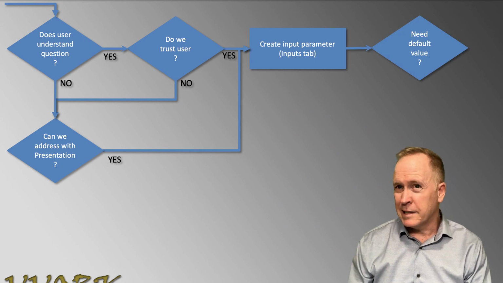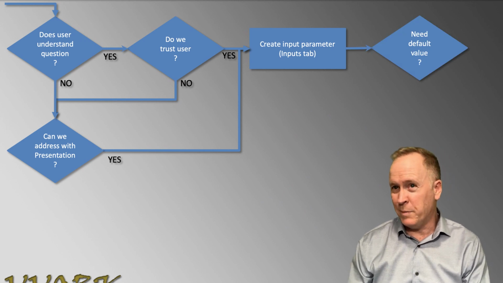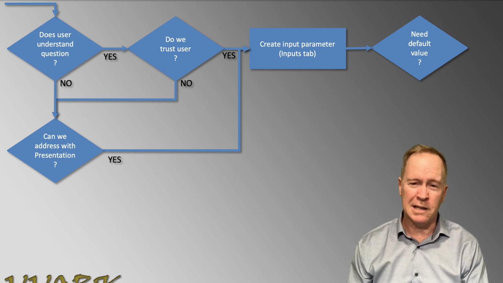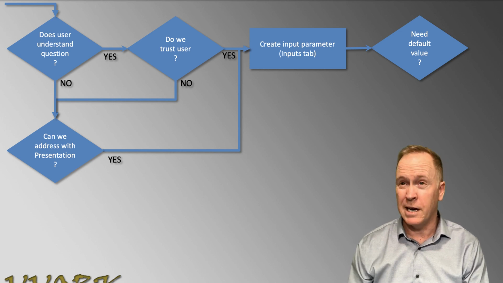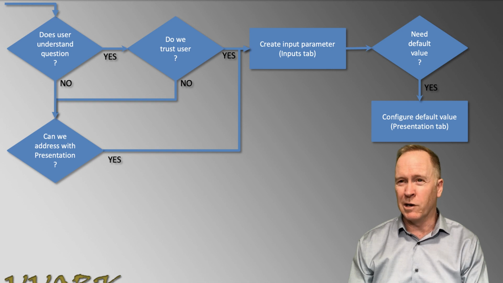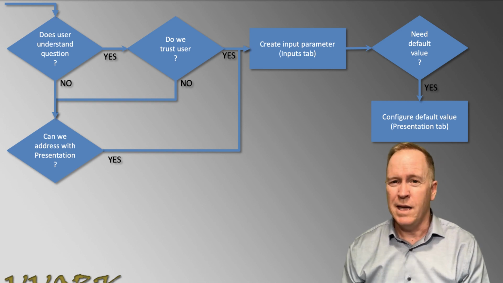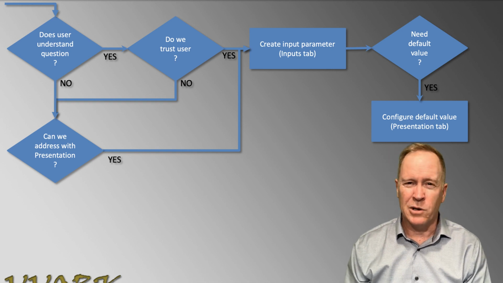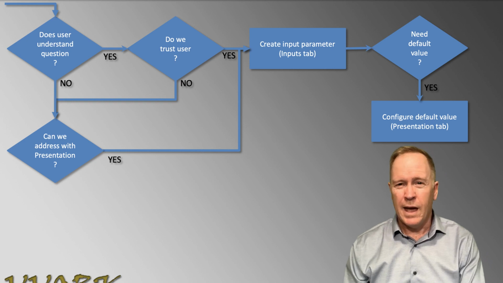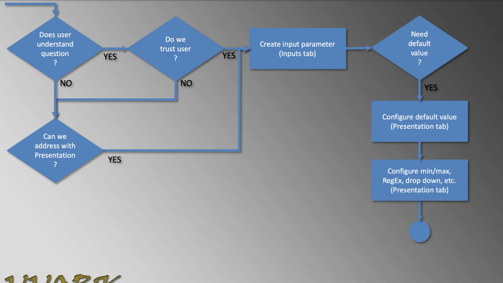The next question I would ask in that case is, which properties do I need? So for instance, do I need a default value like I just showed you how to set up? If the answer is yes, I'll go to the Presentation tab and I'll add that default value property that I showed you a few moments ago. And while I'm in there in the Presentation tab, I may as well ask myself, are there other presentation properties I would like to set?